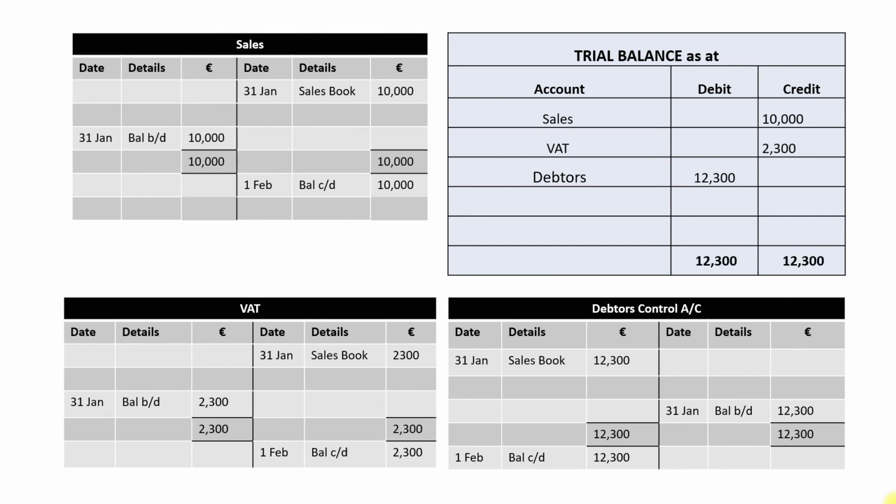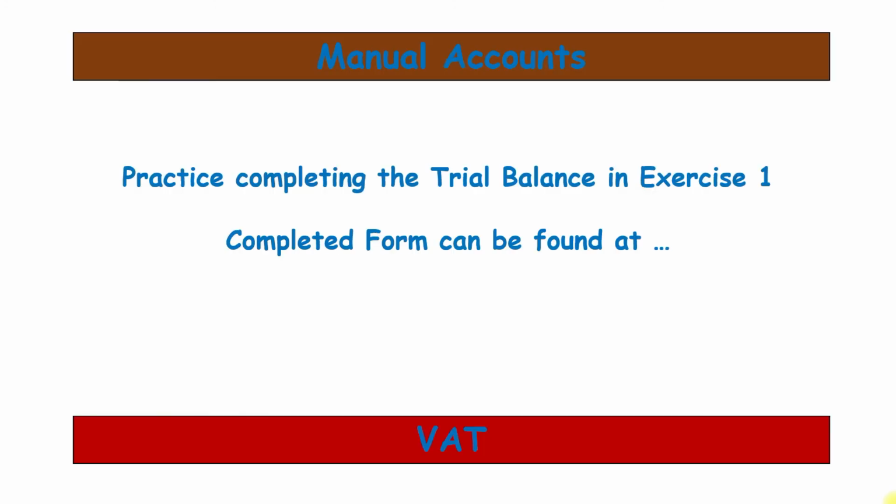When all the nominal account balances have been entered, we total the two sides. If the two sides do not balance, this tells us that there is an error somewhere in our accounts. Complete the trial balance for the exercise you have been working on.